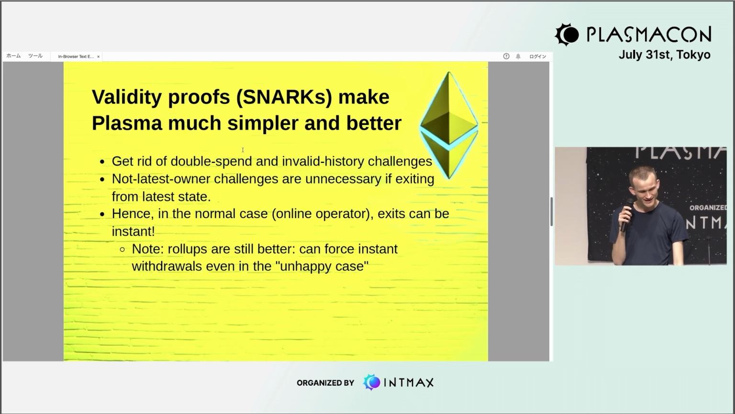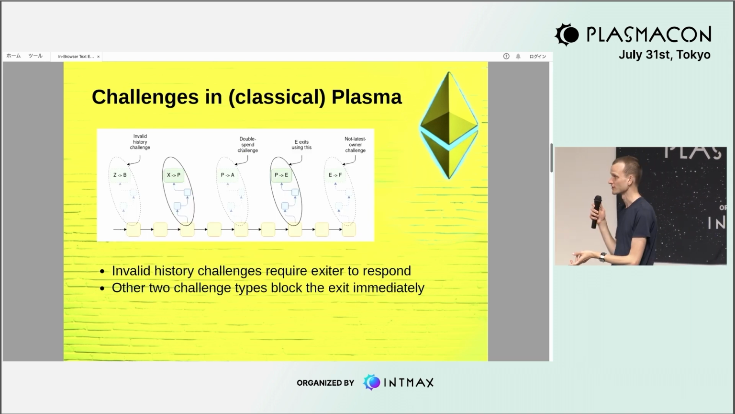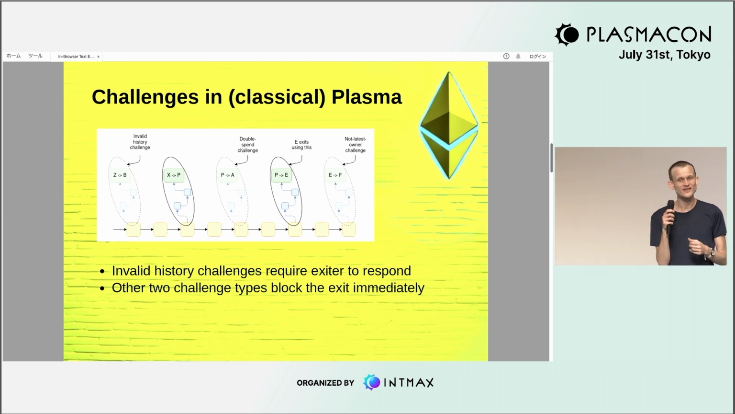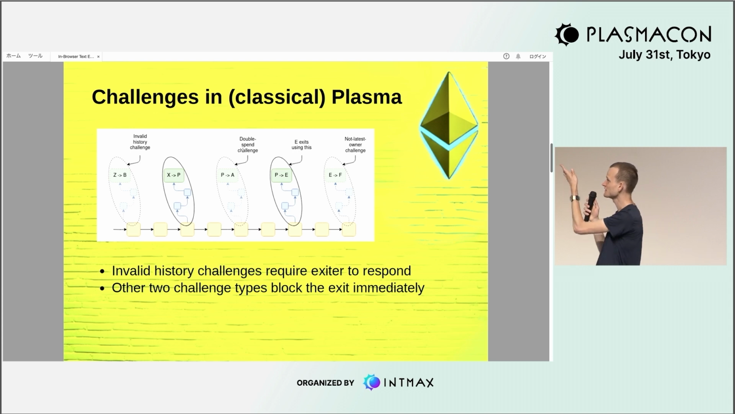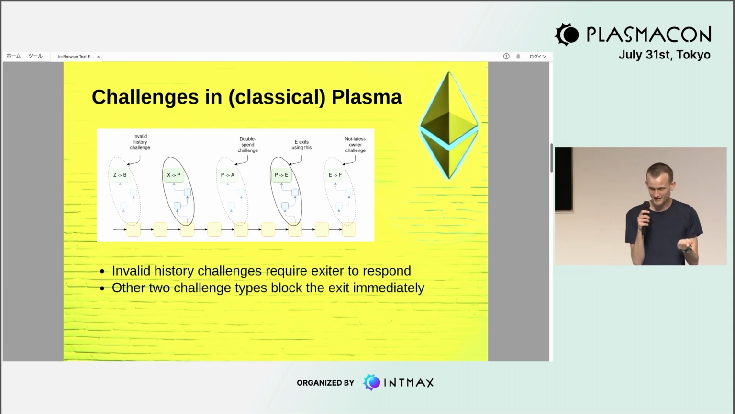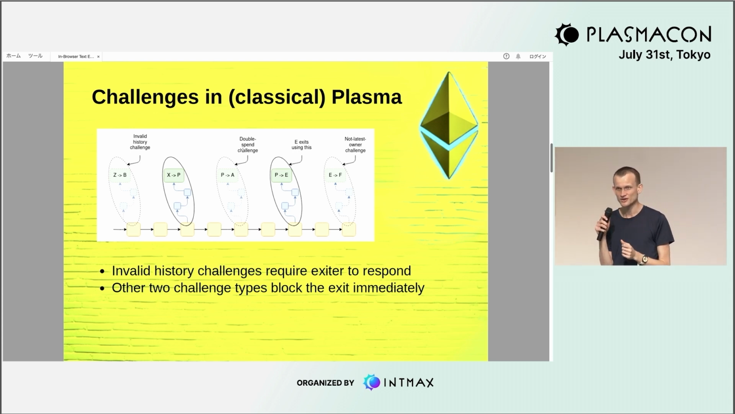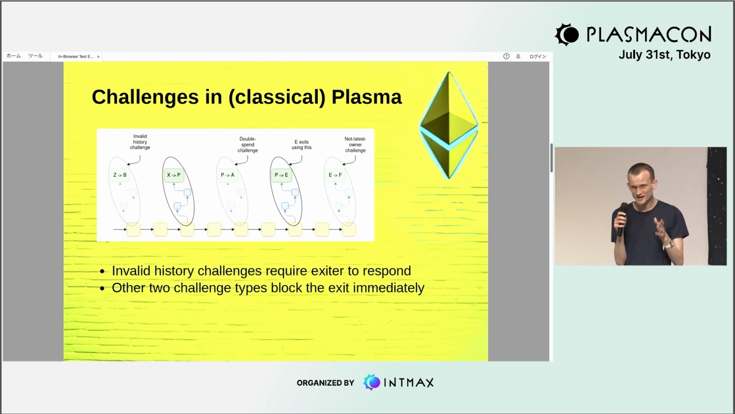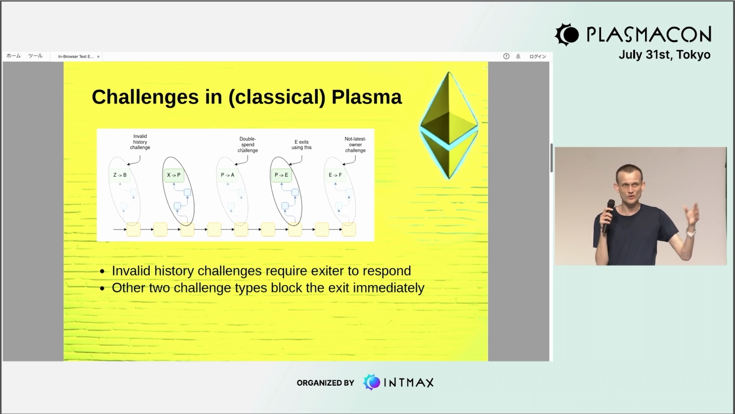Now, if we look at the types of challenges here, the not latest owner challenge still exists. But if you look at invalid history or double spending, those two types of challenges don't exist anymore, because with SNARKs, there is no longer any ability for someone to commit invalid information to the chain. And so the complexity of even this challenge game goes down by a factor of more than 3. I think a factor of 4.